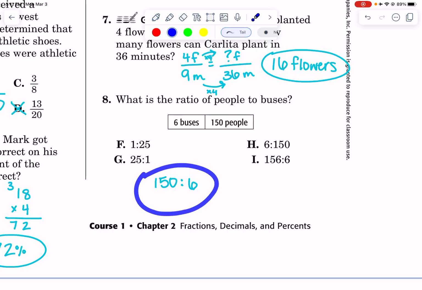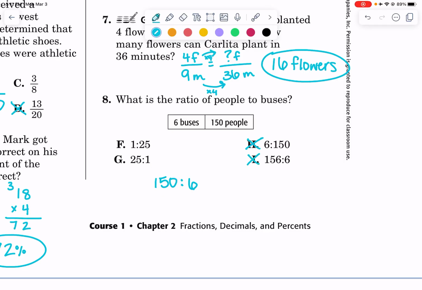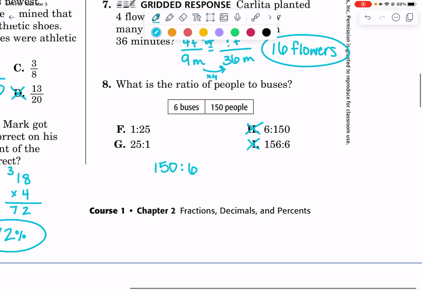Let's see if this matches any of the options. 150 to 6. Ooh, this one's close, but the order's swapped. This gives the ratio of buses to people. Order matters. So there's no way it can be H because that switched the order. And then 156 to 6 is not going to be correct either because it's 150 to 6. So I is incorrect. So it's either F or G.